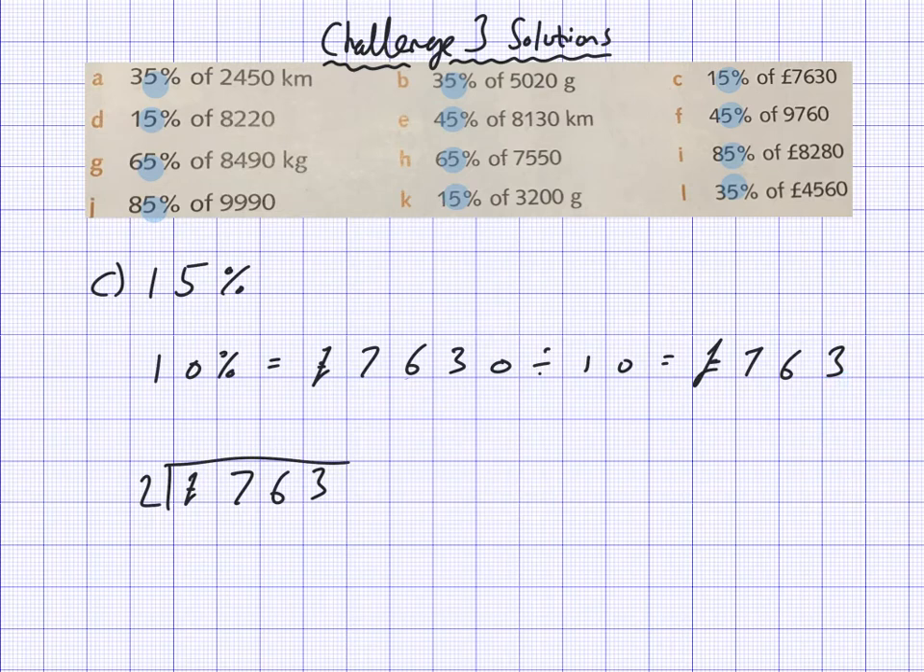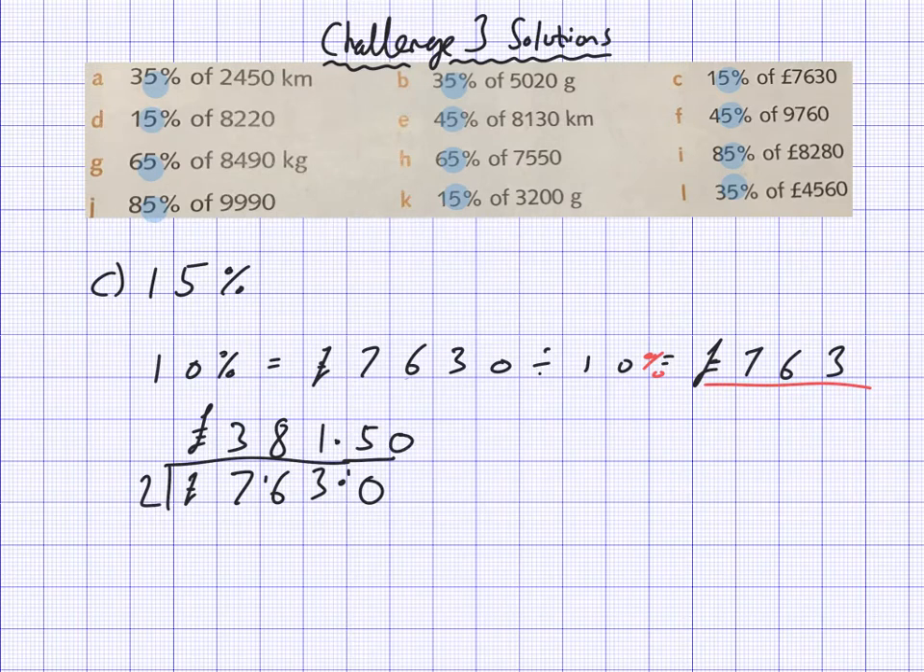Say I'm calculating 15%, so I started off by finding 10% of the amount, which gave me 763 pounds. I've got to find 5% as well. So that's going to be 763 pounds, which is 10%, divided by 2. When I did that, I got £381.50. So I'm adding the 0 on there because I'm working with money to make it into 50.